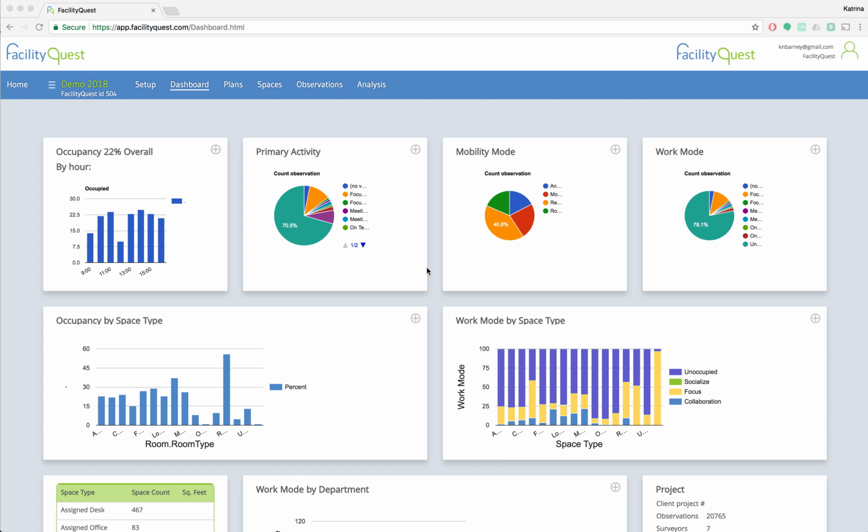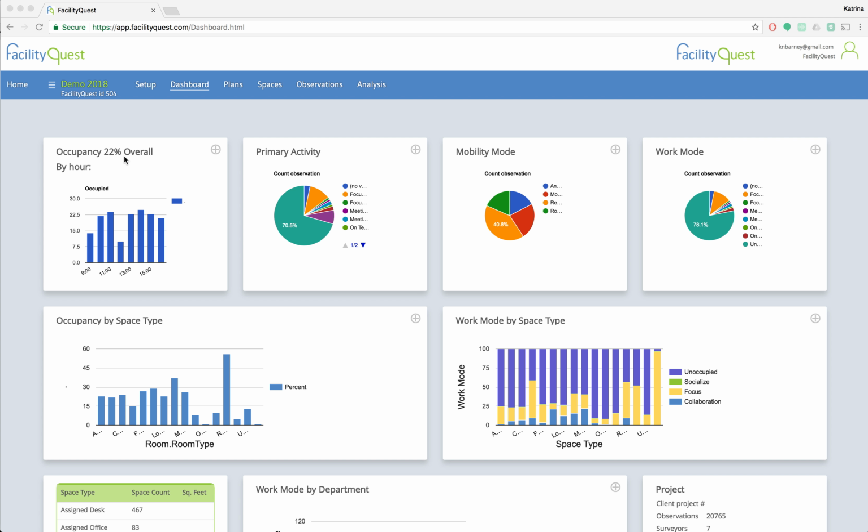In this demo, we're going to take a look at the occupancy graphs on the dashboard. So at the completion of an activity analysis, the biggest question is always, how well utilized was this space? How occupied were the different spaces in this project? And so we can begin by looking at these two graphs in the upper left-hand corner.